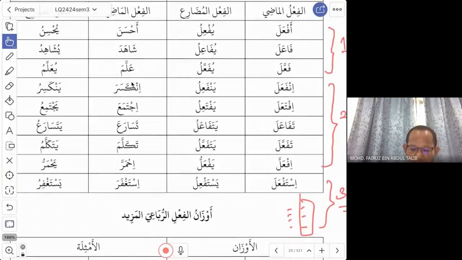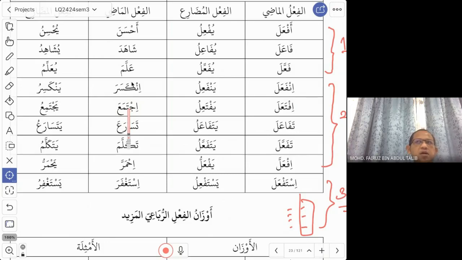Number 4, infa'ala. So now this is mazid with 2 letters. In infa'ala, alif nun. So you will see alif nun as well for the fi'il. Infa'ala, and the mudari is yanfa'ilu. For example, the example is inkasara, yankasiru. Inkasara means breaks. It's broken. Something is broken.